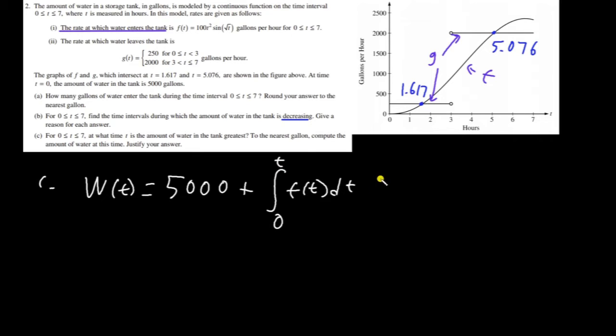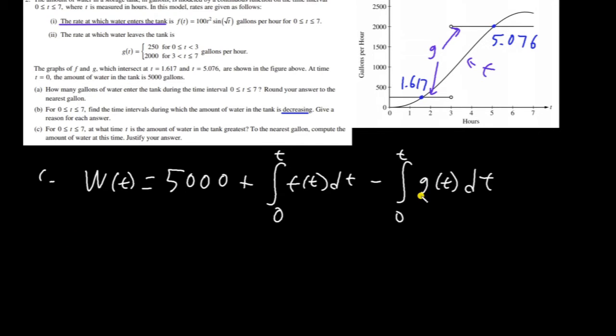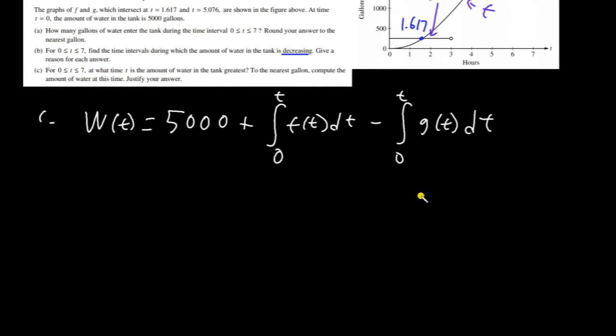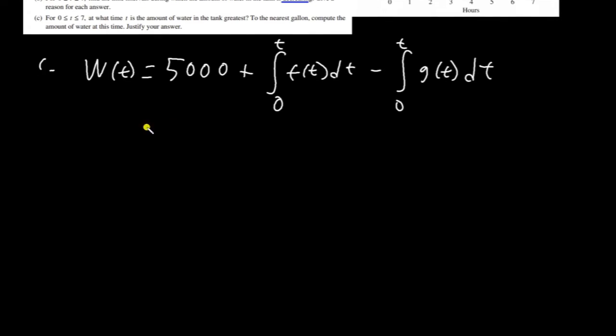Okay? And then we also know that the amount of water leaving the tank, therefore, would be the integral from 0 to t of g of t dt. But since it's the water leaving the tank, we should subtract it. Okay, so here's how much we're starting with. Here's how much water goes in, and then here's how much water goes out that we're subtracting because it's going out. So this will tell us how much water there is in the tank at a certain amount of time. Okay, and we want to maximize this function.